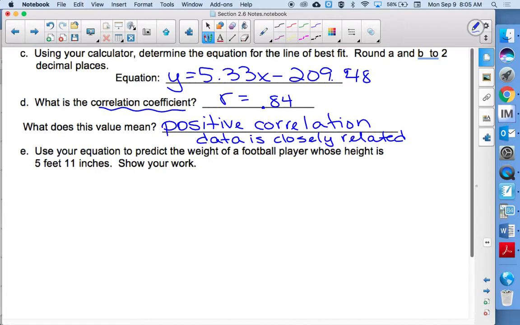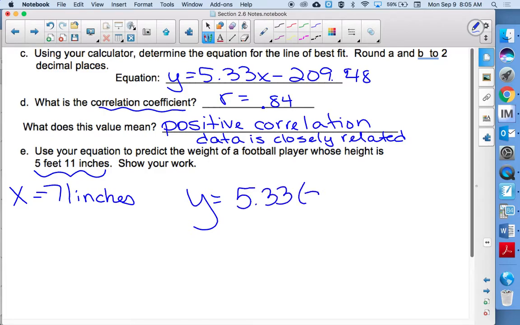Plug it in. How do you plug in 5 feet 11 inches? What is 5 feet 11 inches? 71 inches. And what are you plugging that in for, Peter? Yeah, so we're going to plug that in for x. So we want to find y, which is weight. X is the height. I'm sorry, I said it the other way around. The height forces somebody to weigh more. Since that's our x, 71, plug that into your calculator.